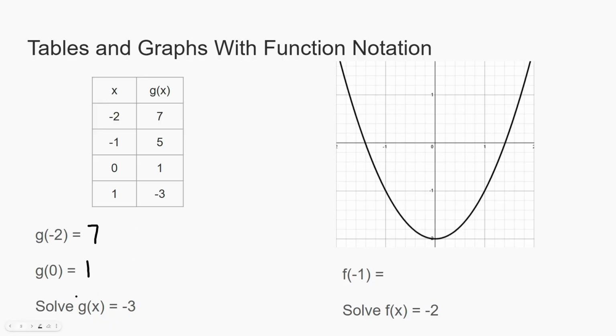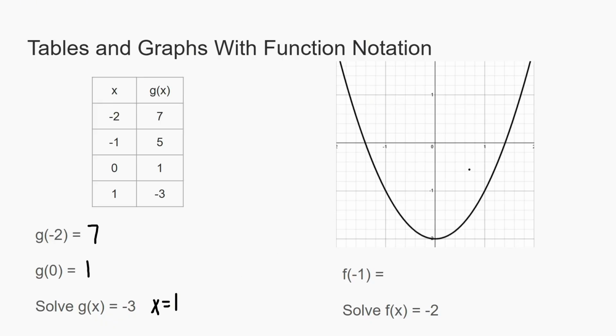Lastly, we're solving for g of x that is equal to negative 3. That means we're looking for the x value instead when the y value is negative 3. So when y is negative 3, x is 1. So in this case, x equals 1.